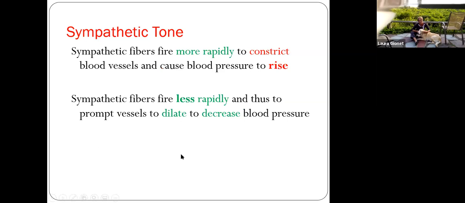Sympathetic fibers fire more rapidly to constrict blood vessels and cause blood pressure to rise or decrease blood flow to an organ. Or sympathetic fibers can fire less rapidly and thus prompt vessels to dilate, decrease the pressure, and increase the amount of blood that can pass through there.